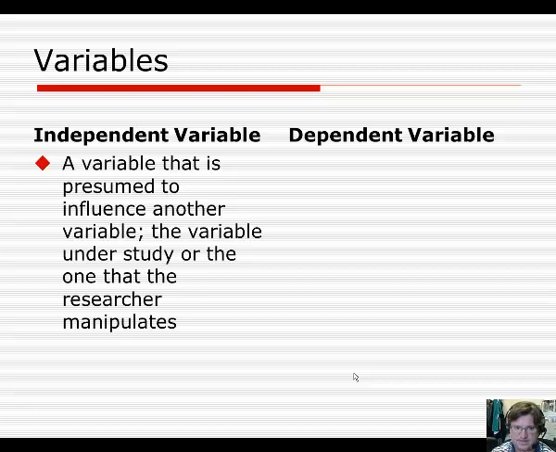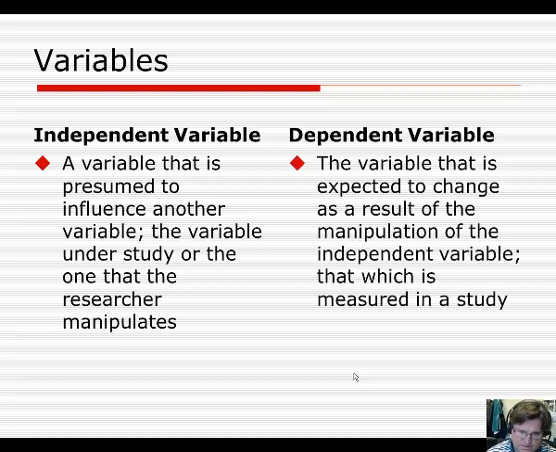So let's define these. Independent variables are variables that are presumed to influence another variable. The independent variable is under the study or the control of the researcher. The researcher can manipulate the independent variable. The dependent variable is the variable that is expected to change as a result of the manipulation of the independent variable. It's what we're measuring in the study.